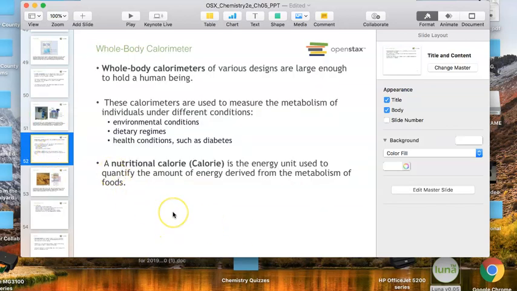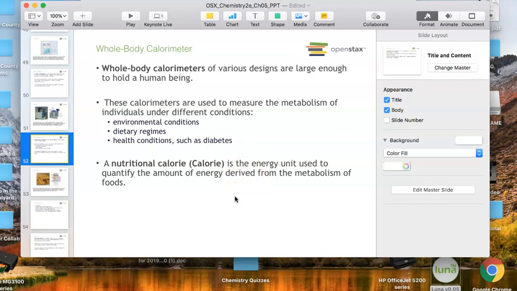So there are also different types of calorimeters. There's whole body calorimeters that are designed to hold a human being, so that you can actually measure their metabolism under different conditions: environmental conditions, health conditions, different types of diets, certain types of diseases like diabetes, how their metabolism has been affected by certain health conditions, that sort of thing.